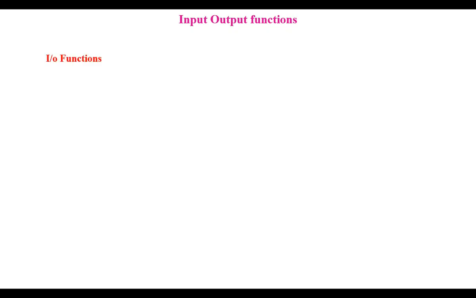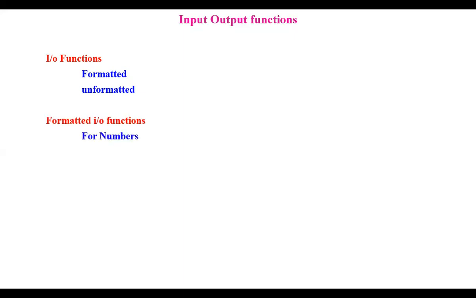Coming to the input-output functions, they come in two varieties. One is formatted and another one is unformatted. Let us see what it is. If we get it in the required way, we call it formatted. If we don't have any say, then we can call it unformatted. Let us see how it is.